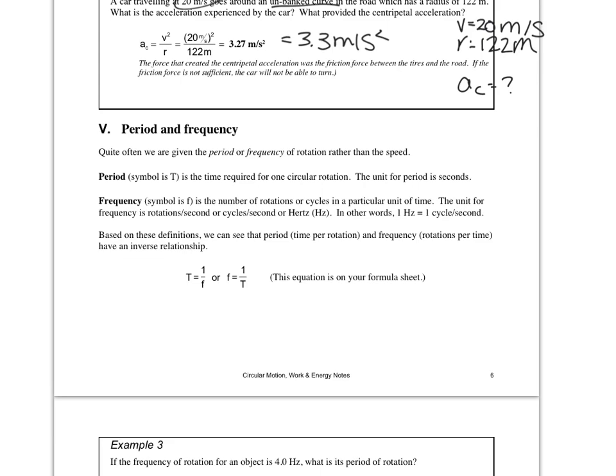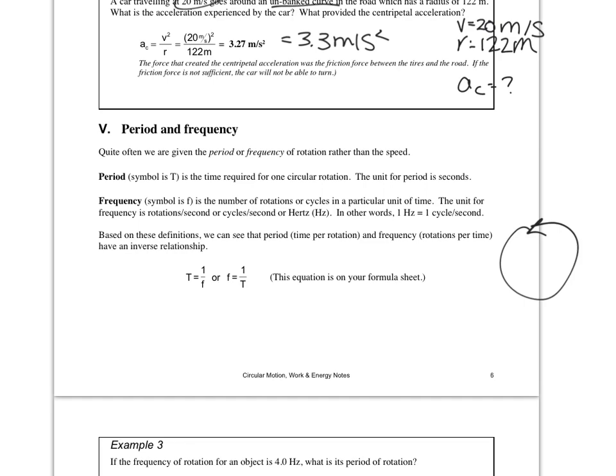Quite often we're given the period or frequency of rotation rather than the speed. So period is a large T. It's the time required for one circular rotation. So it's the time required to go around a circle once. Its unit is seconds.